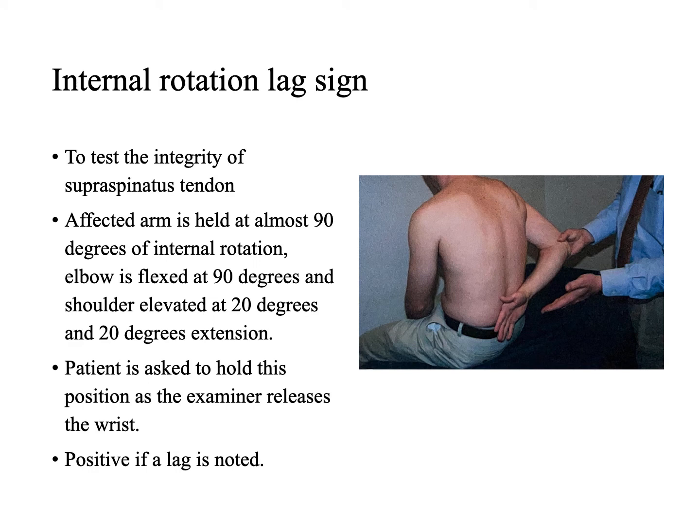Then internal rotation lag sign. This is to test the integrity of the subscapularis tendon. The affected arm is held at almost 90 degrees of internal rotation, the elbow is flexed at 90 degrees and the shoulder is elevated to 20 degrees and 20 degrees of extension. In this, the patient is asked to hold this position as the examiner releases the wrist. Positive, again, if there is a lag.